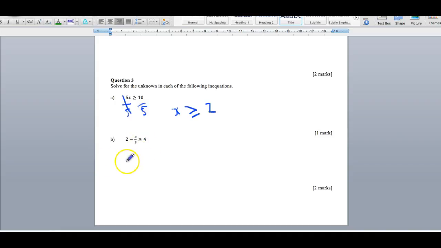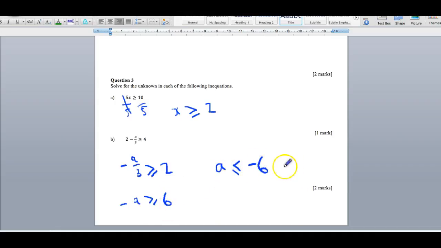B is worth 2 marks, a bit more involved in this one, so I'm going to take away 2 from both sides first. Okay, so take away that 2 and then 4 minus 2 gives you 2. You can in one go multiply both sides by negative 3, but I'm just going to multiply it by 3, so that gets rid of that 3. And then I'm going to make the other side a negative. So notice my inequality sign changes direction.